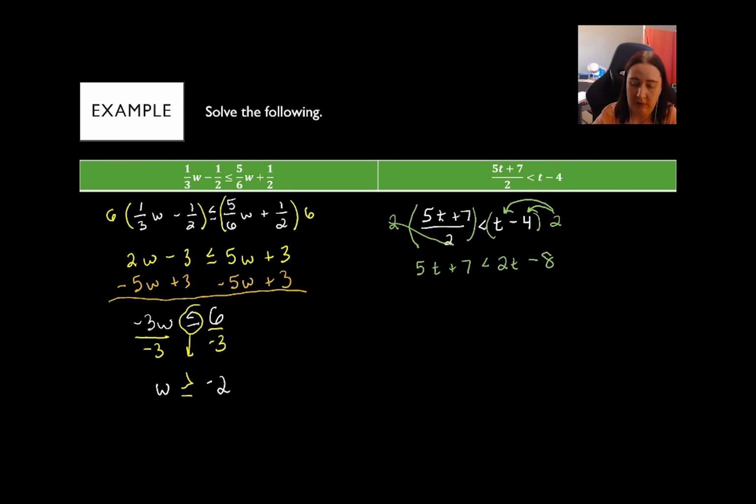So now I need to get the t, so I'm going to subtract 2t from both sides. And I'm going to subtract 7 from both sides, so I can just make sure everything's all on the right side that I need it to be on. So 5t minus 2t is 3t, less than, and then negative 8 minus 7 is a negative 15. And so now I'm going to divide both sides by 3, and I do not need to change the direction because I'm dividing by a positive number. So that stays as it is, and it's t is less than negative 5.